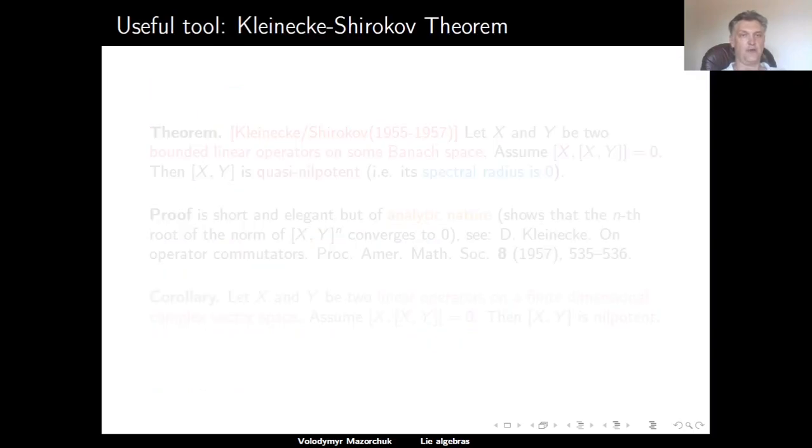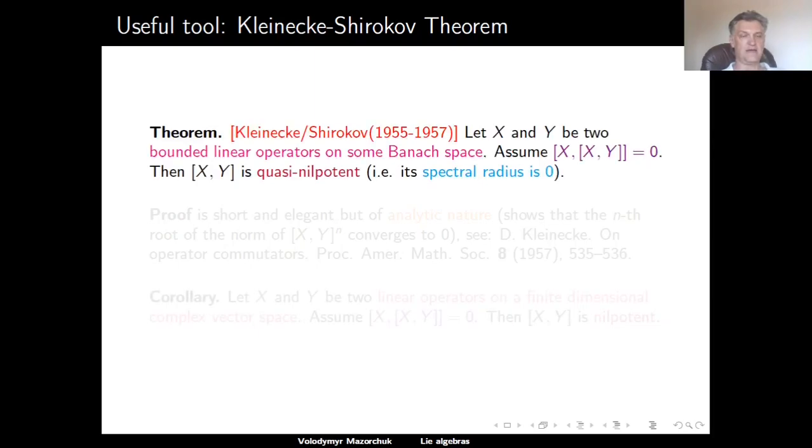We will need the following very useful tool, which is called Kleinecke-Shirokov theorem. It's a relatively analytic statement, which was proved by Kleinecke and Shirokov in the 1950s, and the theorem itself is as follows. Assume that we have two elements x and y, which are bounded linear operators on some Banach space. Assume further that x commutes with the commutator of x and y. Then the commutator of x and y is quasi-nilpotent, which means that the spectral radius of this operator is 0.